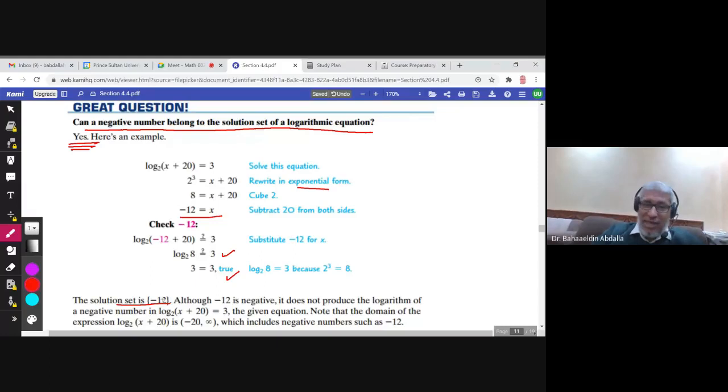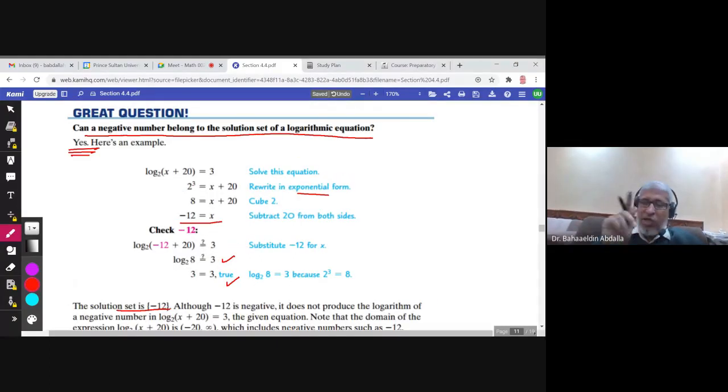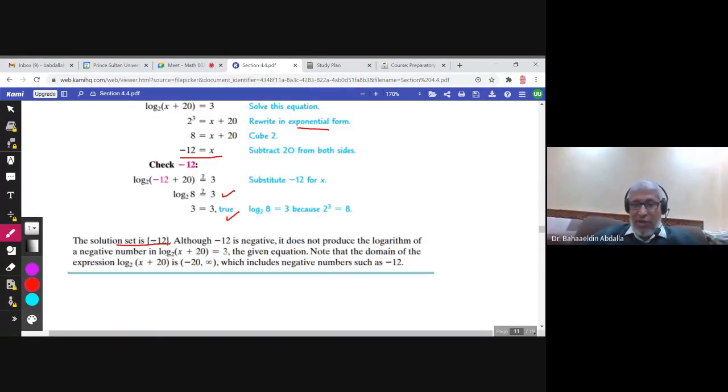We did not say that the answer cannot be negative. We did not say that. What did we say? I said what is inside the log cannot be negative. X plus 20 cannot be negative. So x here is -12. -12 plus 20 will not make it negative. It will make it 8. So -12 is accepted, okay? Because -12, although it is negative, does not produce the logarithm of a negative number.